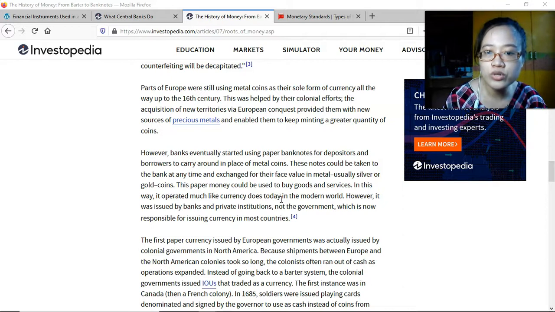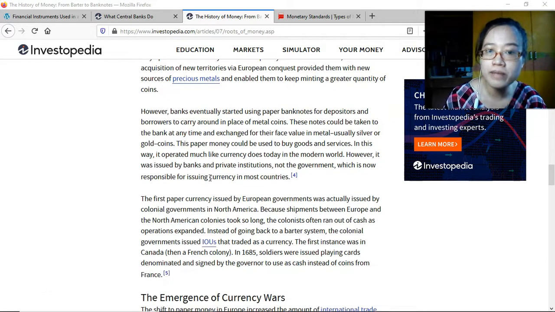This paper money could be used to buy goods and services. In this way, it operated much like the currency that we have today. However, it was issued by banks and private institutions, not the government, which is now responsible for issuing currency in most countries. So it has been centralized and regulated by the government.